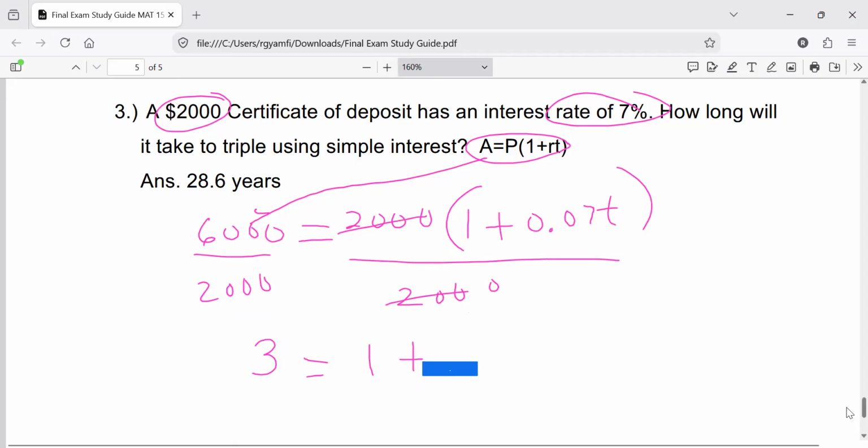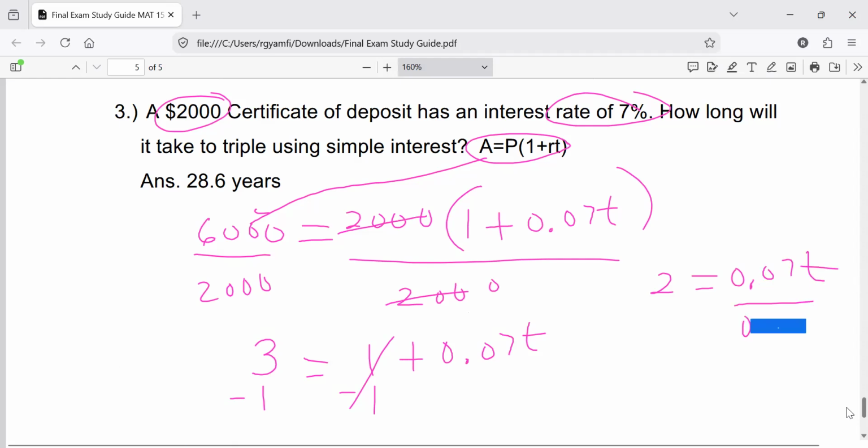And then now I've got 1 plus 0.07 T. Again, I'm solving for T, so I subtract 1 on both sides. This goes to 0. 3 minus 1 is 2, equals 0.07 T. You divide by 0.07, and T becomes 28.7 years. And that's it.